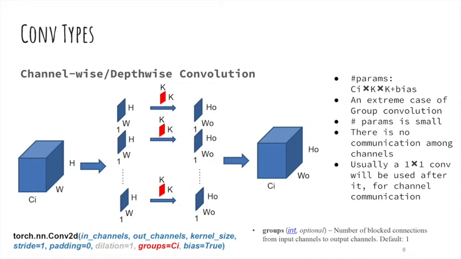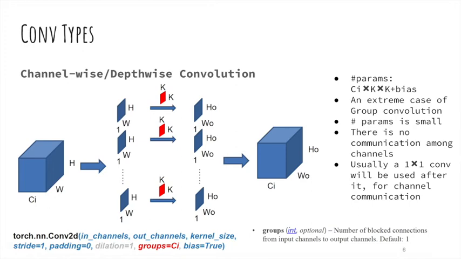Next is channel-wise or depth-wise conv. This is an extreme case of group convolution. The group number equals the number of input channels. If we have 6 channels, we will have 6 groups. If we have ci channels, then we will have ci groups. Then we have h times w times 1 in one group. And in total, there are ci of these. Each of them has their own kernel.